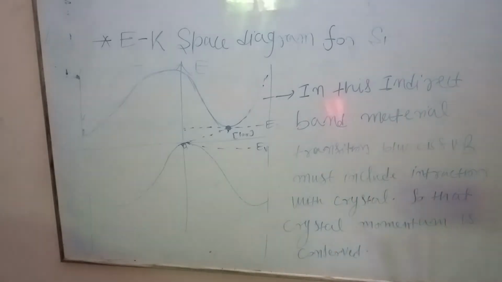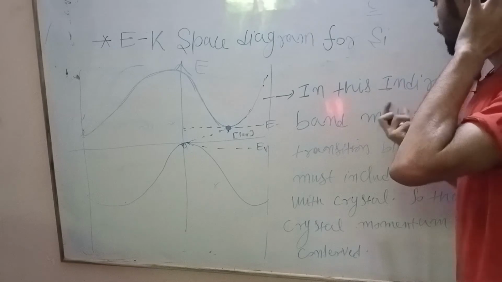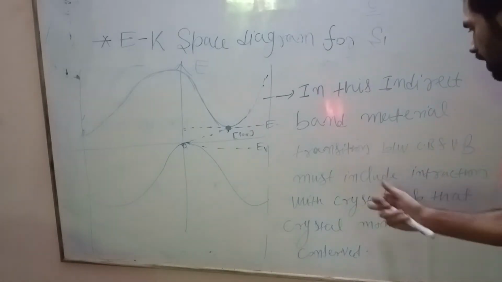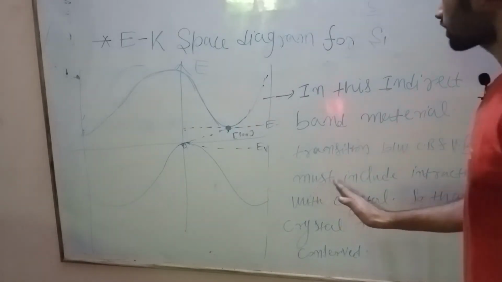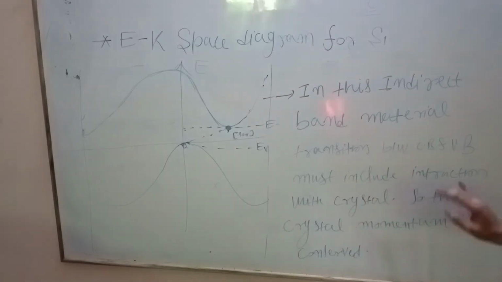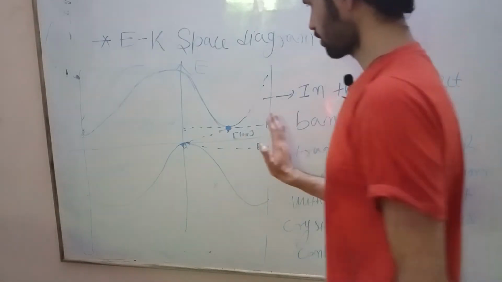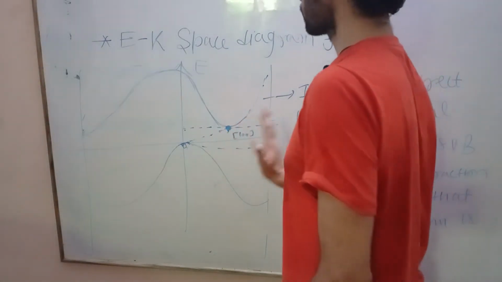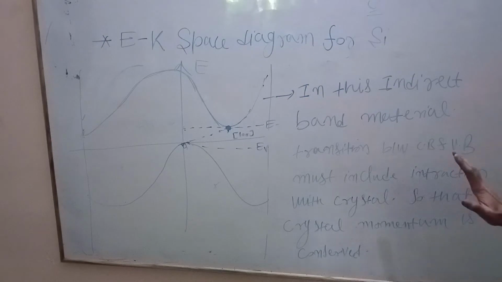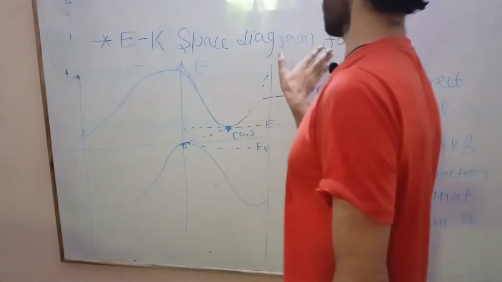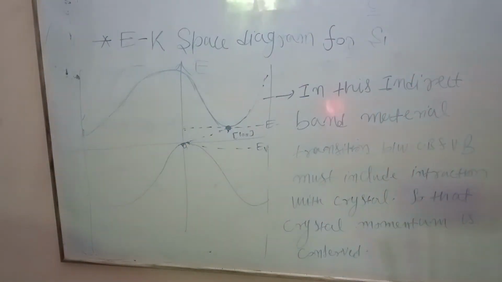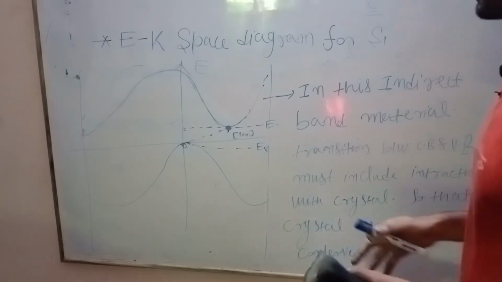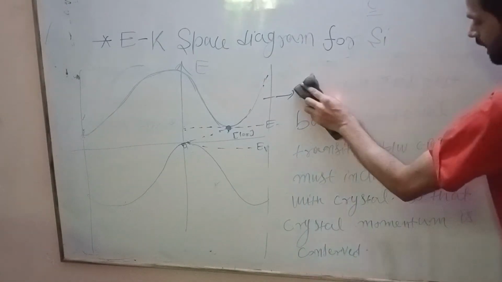So that is for indirect. In this indirect band gap material, the transition between the conduction band and valence band must include interaction with the crystal, so that crystal momentum is conserved. These are some factors that we have to keep in mind while discussing the EK space diagram for silicon and gallium arsenide.